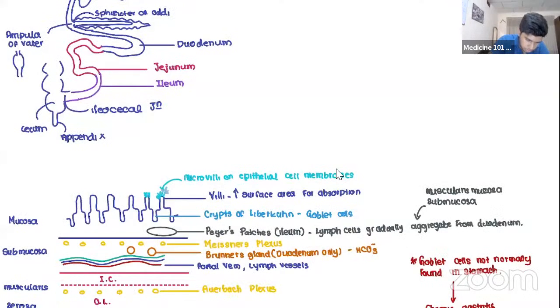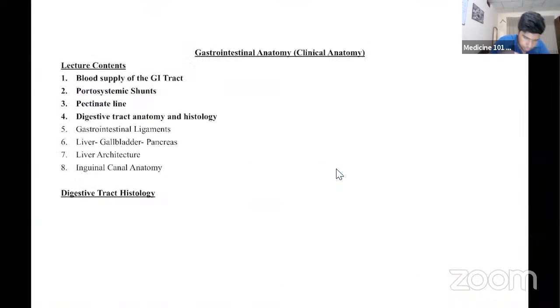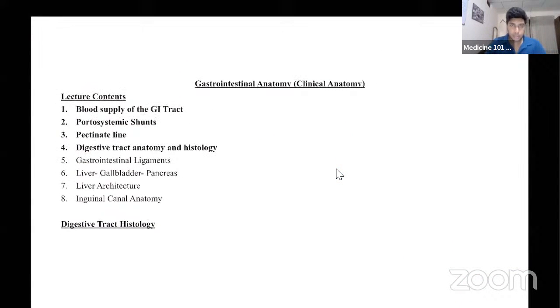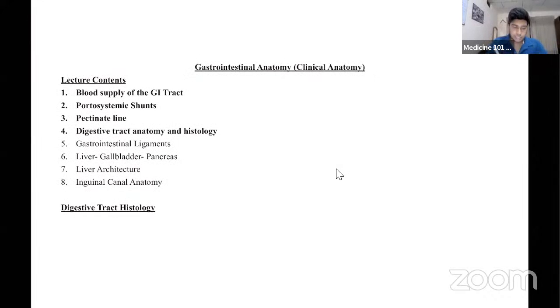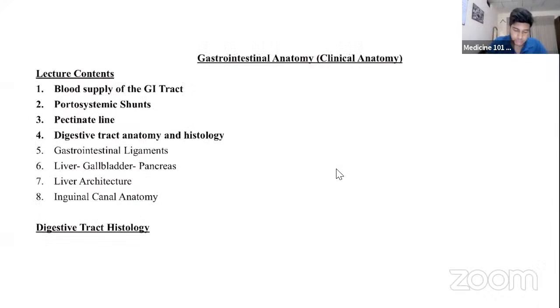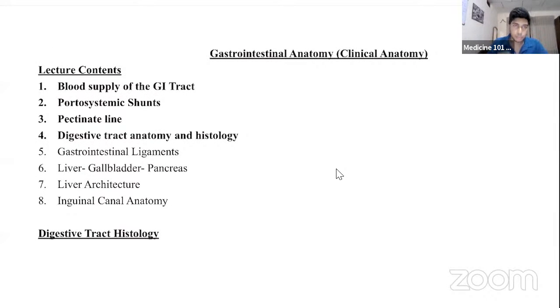So I hope you guys can see this. For today's lecture, this is a free lecture. We will be doing these topics: the blood supply of the GI tract, portosystemic shunts, the pectinate line, and digestive tract histology. I took the hardest topics in the GI tract, especially these two, and decided I'll do them on the first day itself.